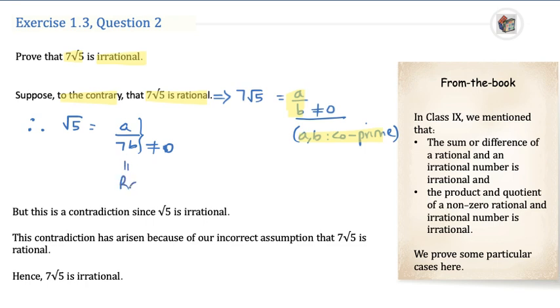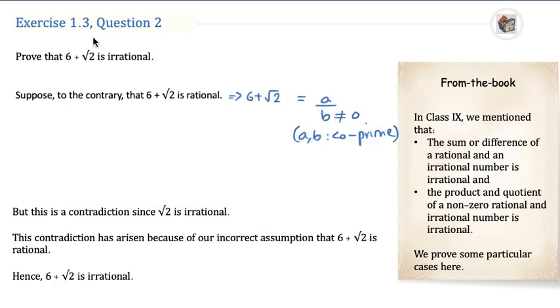So that means a over 7b is a rational number, which then will mean that square root of 5 is also rational because they're equal. But this is a contradiction. Since we know that square root of 5 is irrational, contradiction has arisen because of our incorrect assumption that 7 root 5 is rational. That means if this assumption is wrong, then your conclusion is that 7 root 5 is irrational. Let's look at the last part also. It's identical. Pause the video and try it first before you see my solution.